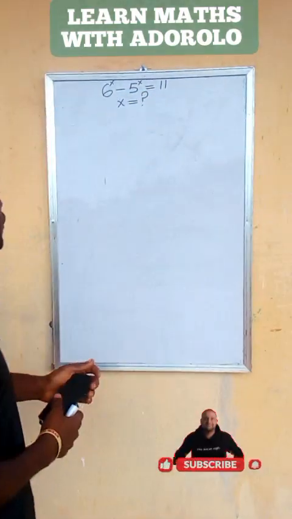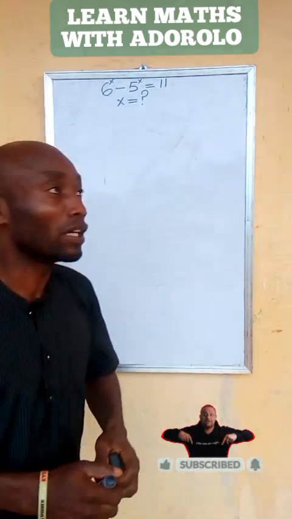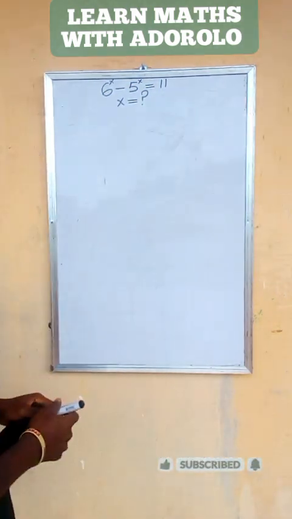We have the next question on the board, which is 6 to the power of x minus 5 to the power of x is equal to 11. In tackling this question quickly, very simple.